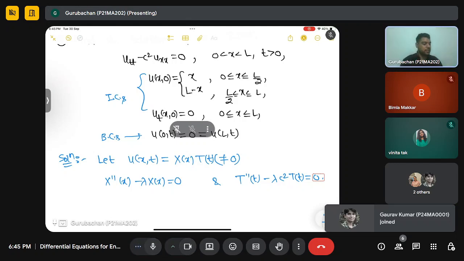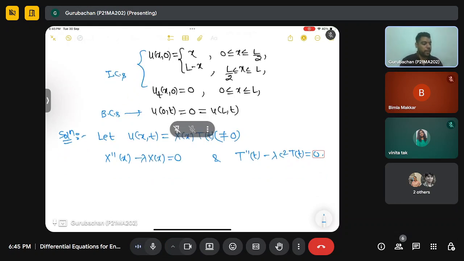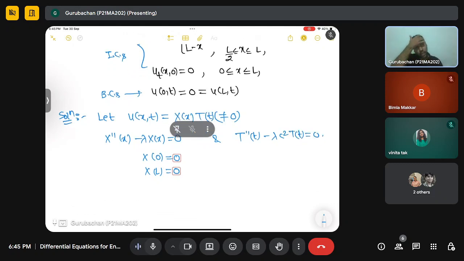So let us start discussing this one. If you use your boundary condition, then you will get to know x of 0 is 0 and x of L is 0. This is the same system that we got in the previous question. That means it will give the same eigenvalue, same eigenfunction, and the same u_n(x,t) and u(x,t).